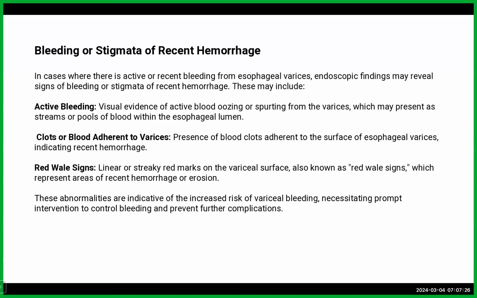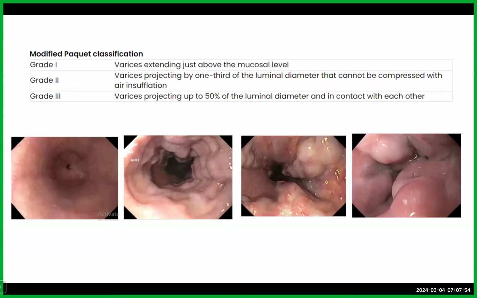Then the red wale sign, we have looked at it already, is a linear or streaked red mark on the variceal surface, which represents an area of recent hemorrhage or erosion. So these abnormalities are indicative of increased risk of variceal bleeding and necessitate prompt intervention to control bleeding and prevent further complications.